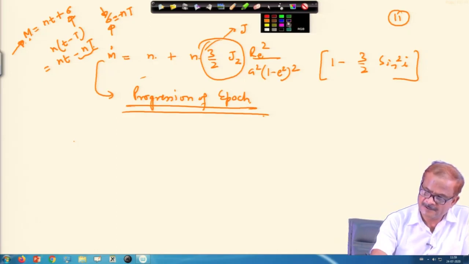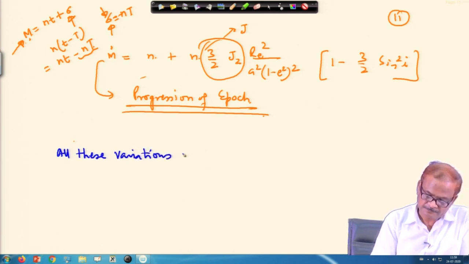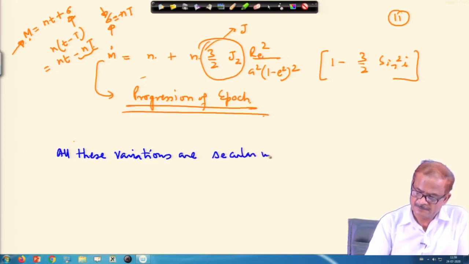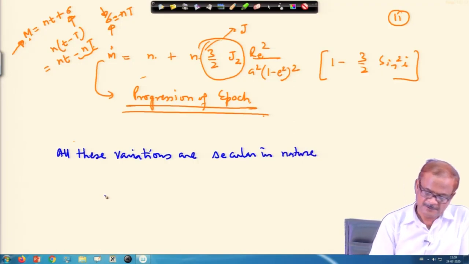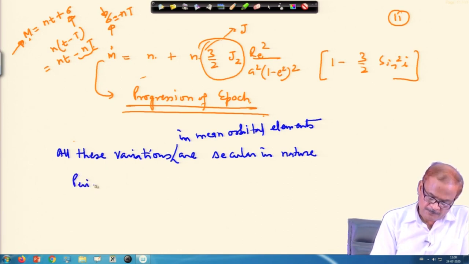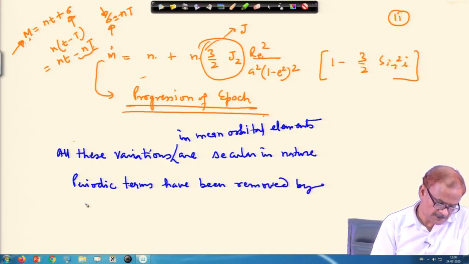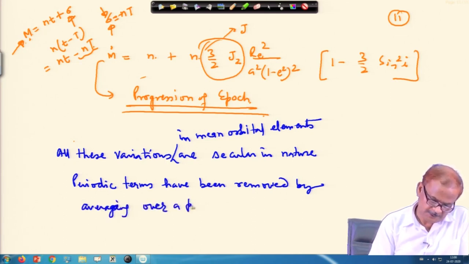So, all these variations finally, I will write here, all these variations are circular in nature, means they are varying with time, they are not periodic. Variation in mean orbital elements are circular in nature, periodic terms have been removed by averaging over a period.